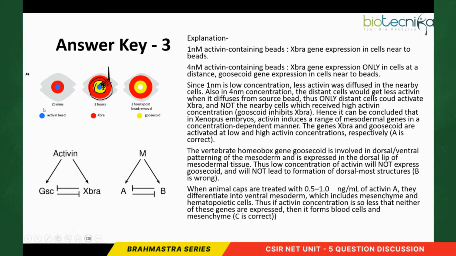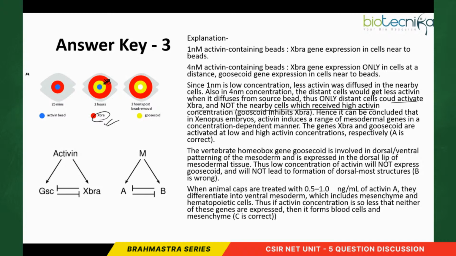And anyways, when it was 1 nanomolar, the concentration would be less, because 1 nanomolar is an extremely small concentration. So when nanomolar is low concentration, less activin was diffused in the nearby cells. But in 4 nanomolar concentration, the distant cells would get less activin when it diffuses from the source bead. So thus only the distant cells could activate XBRA and not the nearby cells. So only in the distant cells here you would see the XBRA activation.